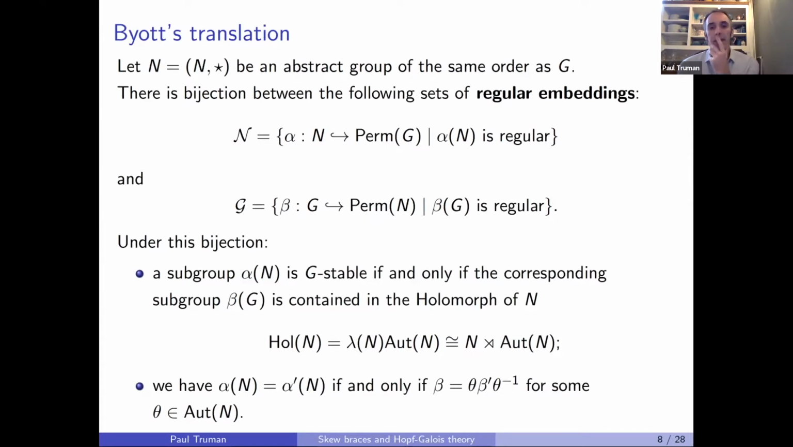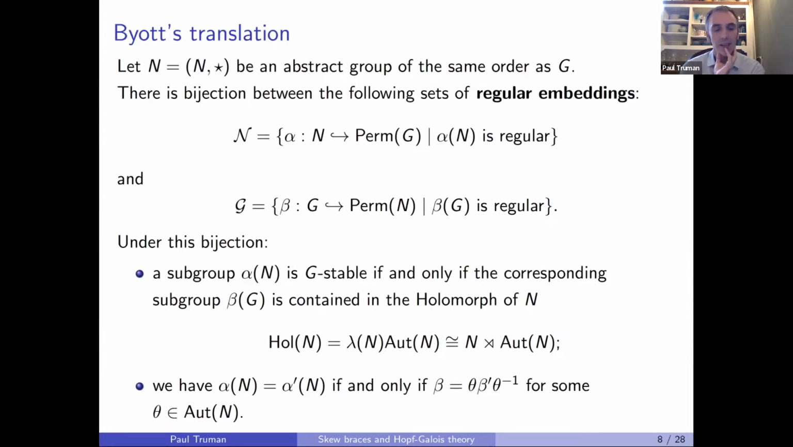So the things in this set curly N are close to what I want. I'm interested in certain special regular subgroups of Perm G, so the things in this set curly N have images that I'm interested in. And then the theorem says you can flip this around, and there's a bijection between the regular embeddings in that set and the regular embeddings in this set curly G. But of course, we don't just want any regular subgroups of Perm G, we want these special ones, and that's what these bullet points at the bottom here tell us about.